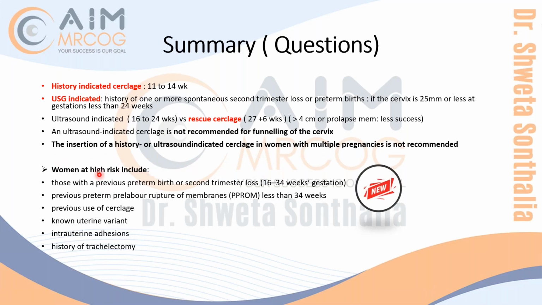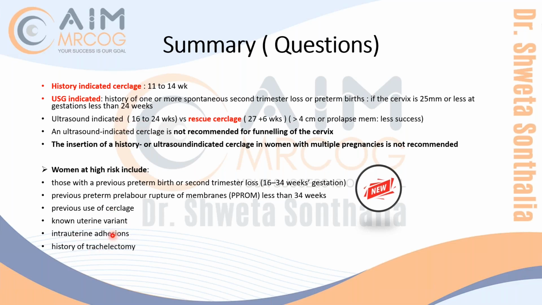Now, what is women at high risk? Women at high risk means whoever is at high risk of preterm birth, right? So if they have previous preterm second trimester loss, previous PPROM, previous cerclage, or a uterine anomaly like bicornuate uterus, which has more chances of weak cervix, if they have intrauterine adhesions, or a history of trachelectomy, these are all high risk women. These are the women for whom you will do ultrasound guided monitoring between 16 to 24 weeks. These are the only women where you are going to do it. Please be clear about this. If the question gives you one of these, then only you will choose this.